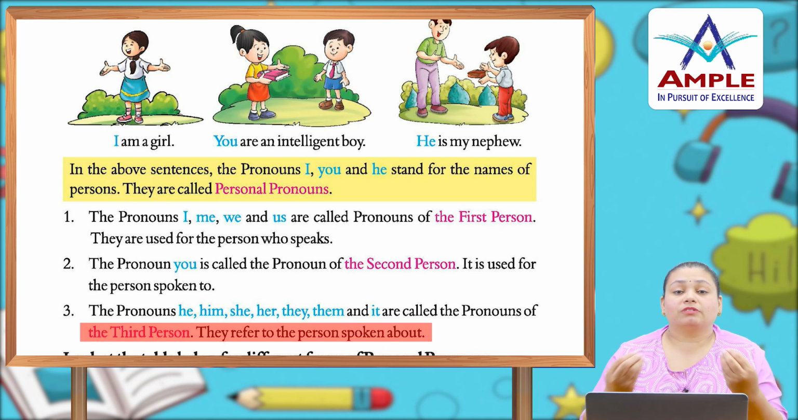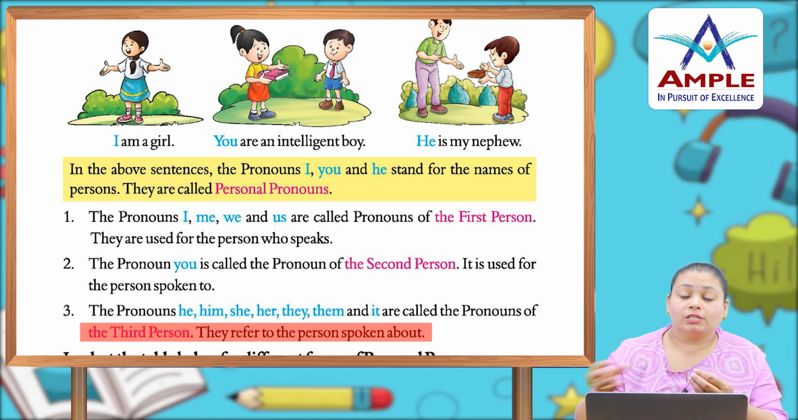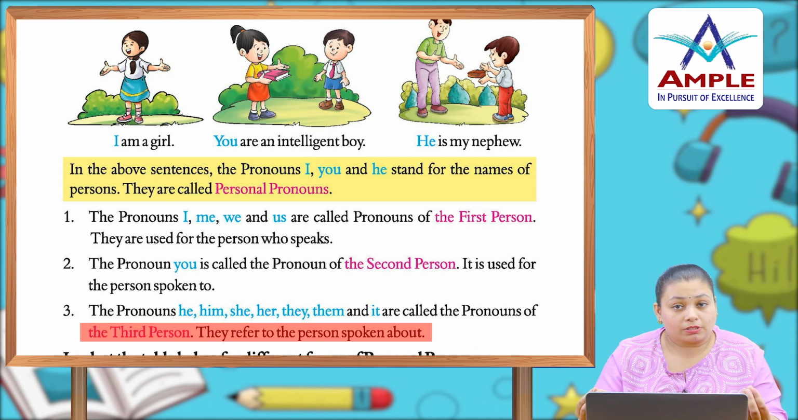What does it mean? When the two of us are talking to each other, and I'm talking about myself, or about both of us, or about we, that is called first person. If I am talking about you, that is called second person. And if we both talk about someone else or something else, that is called third person.